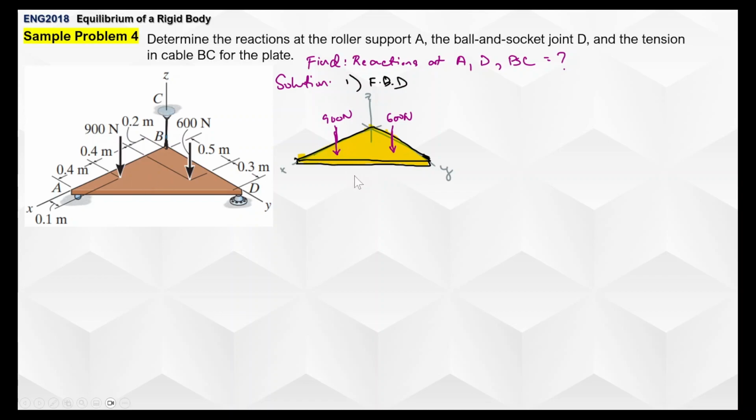And then let's put the reaction. So A is a roller. Roller supports, so there's only a y perpendicular to the point of contact. And then we have a ball and socket joint which prevents x-axis, y-axis, and z movements. It's a ball and socket joint. So that's that. Although it looks redundant, okay lang yan. And then of course we have tension here. Just call it FB or FBC, pointing upward. So that's pretty much it.